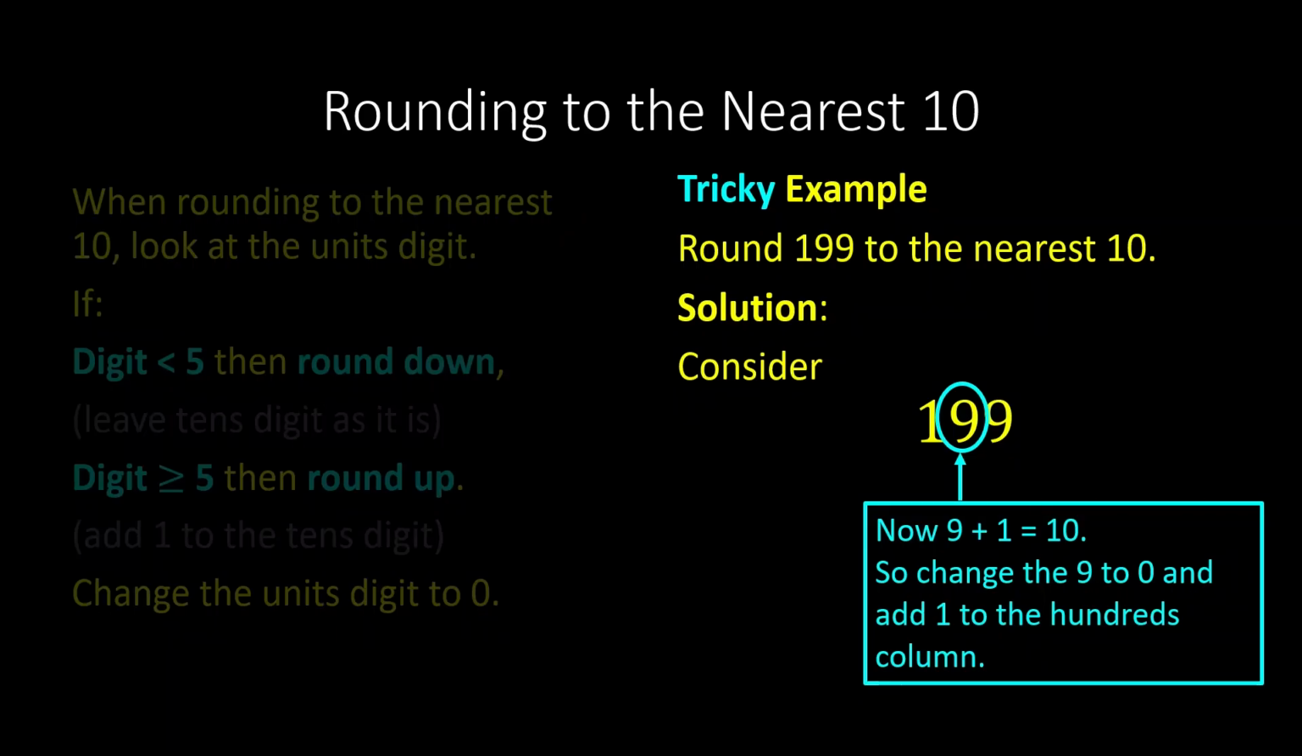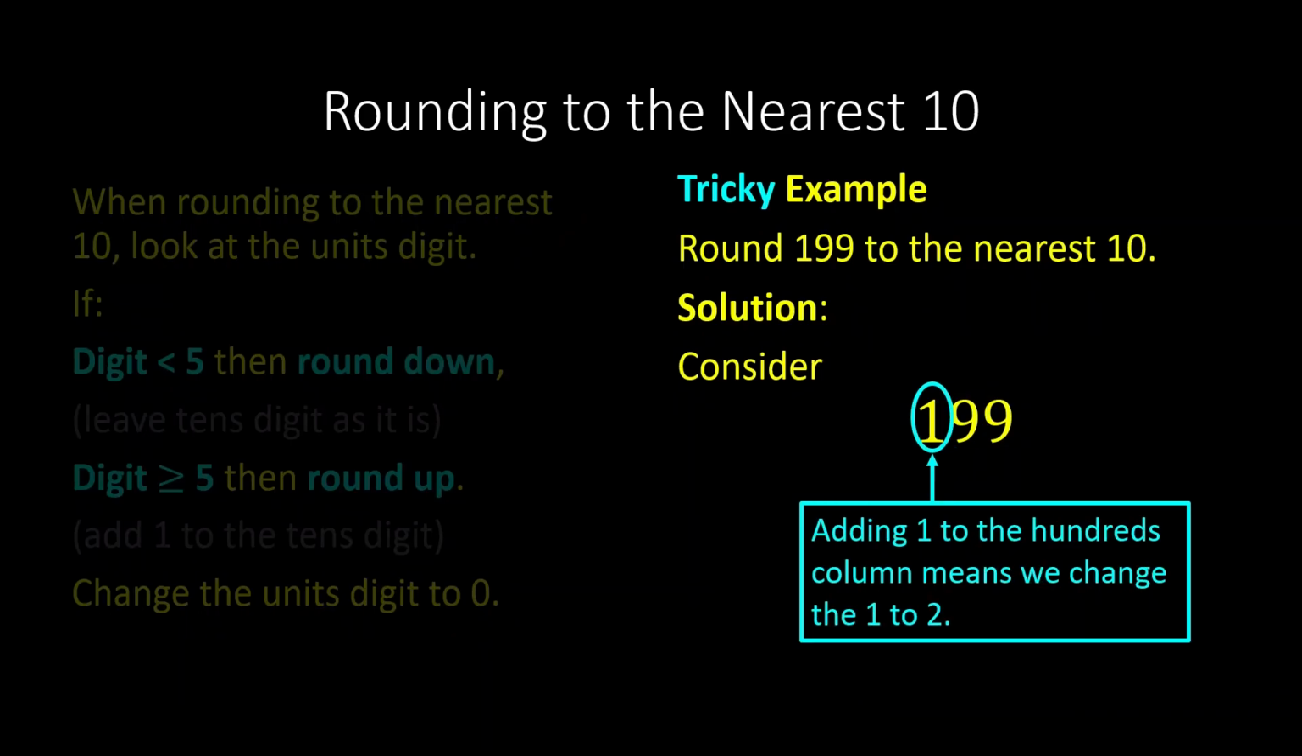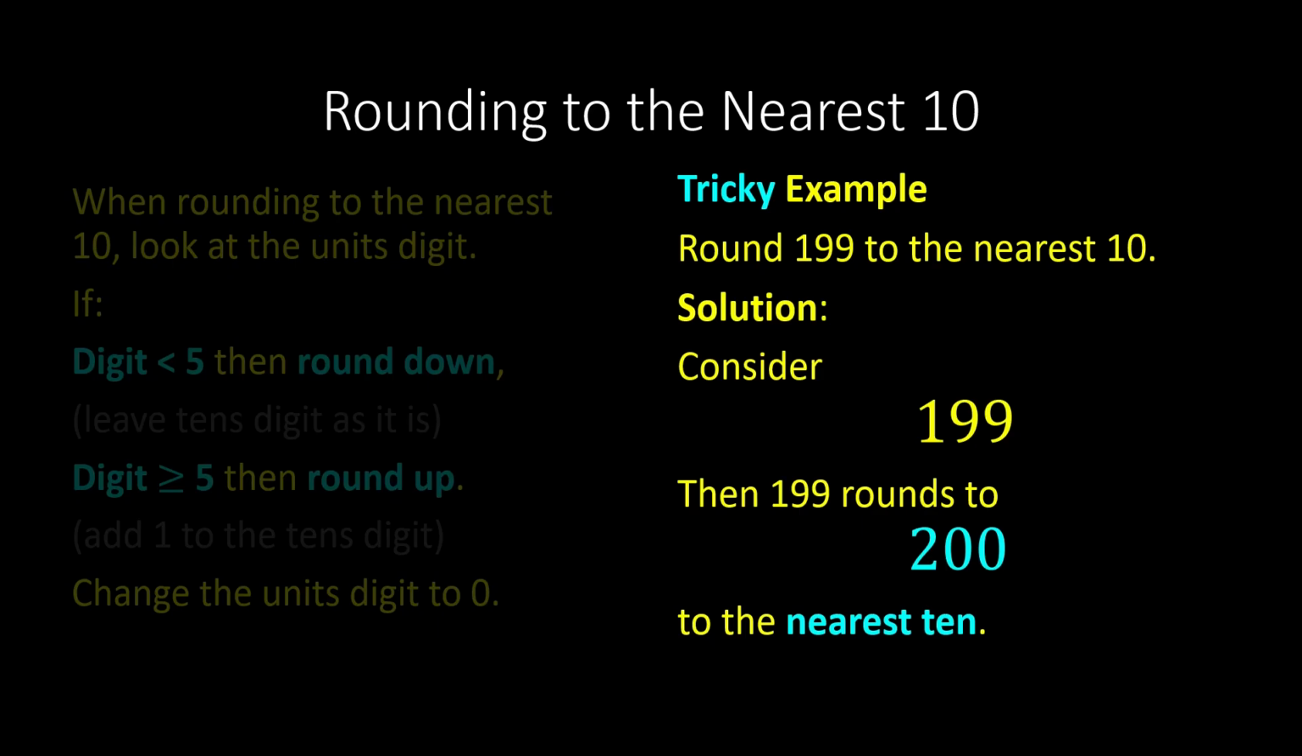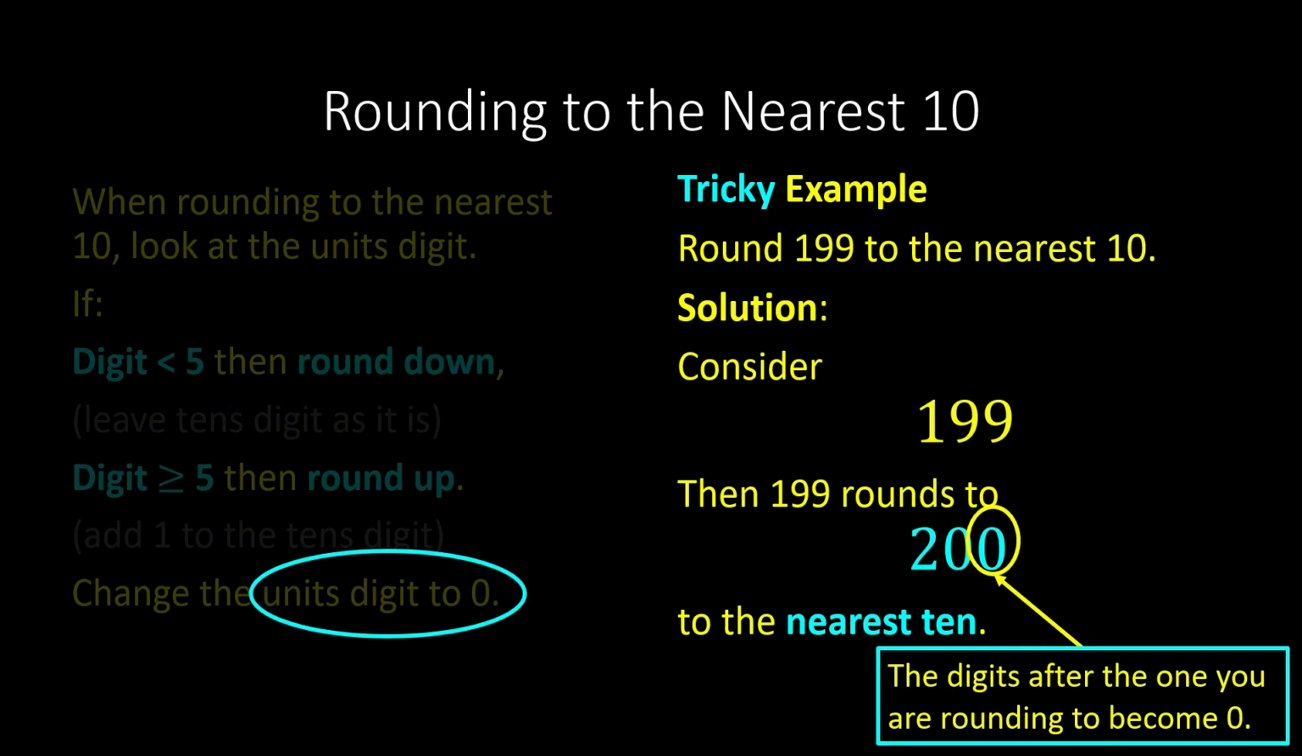Now 9 plus 1 equals 10, so we change the 9 to 0 and add 1 to the hundreds column. And adding 1 to the hundreds column means we change the 1 to 2. So therefore 199 rounds to 200 to the nearest 10. Notice that this digit here, after the tens column, has become 0 for the purposes of rounding.